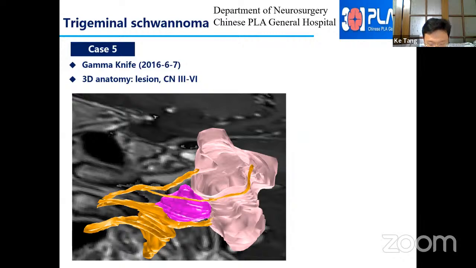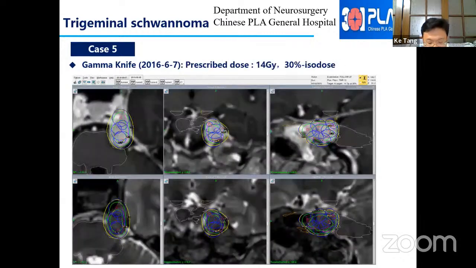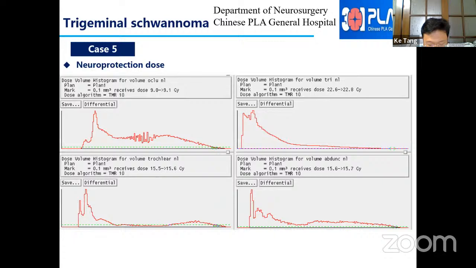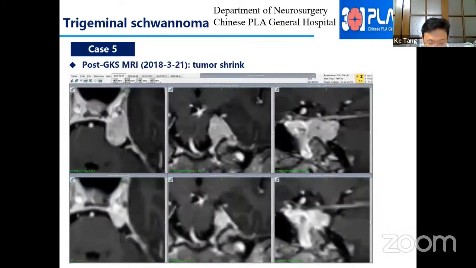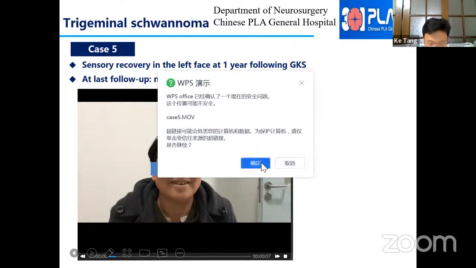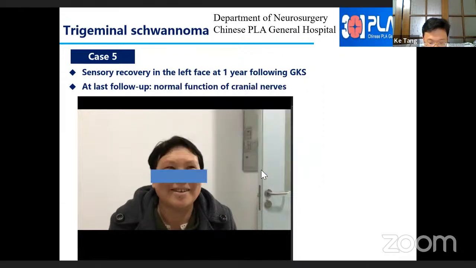Prescribed dose was 14 gray at 13% isodose line. We avoided the cranial nerves and made dose protection. The post-Gamma Knife surgery MRI showed the tumor shrinkage. Sensory recovery in the left face was achieved at 1 year following Gamma Knife surgery. We can see the normal function of cranial nerves at the last follow-up.